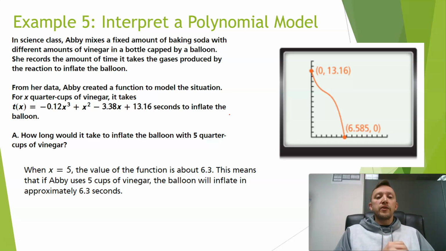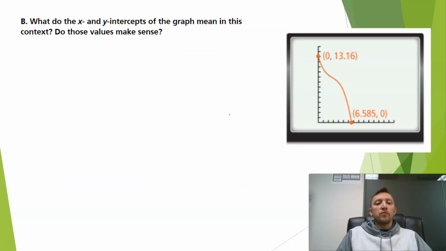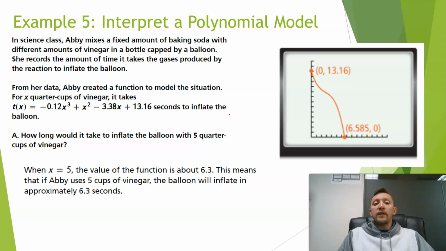All right, so next, we're going to answer this question. It says, what do the x and y intercepts of the graph mean in the context, and do these make sense? Okay, so that's where the graph comes in. So when we look at the graph, and by the way, we can figure out the y-intercept without even having to look at the graph, because the y-intercept is just our last number, the number that doesn't have an x.